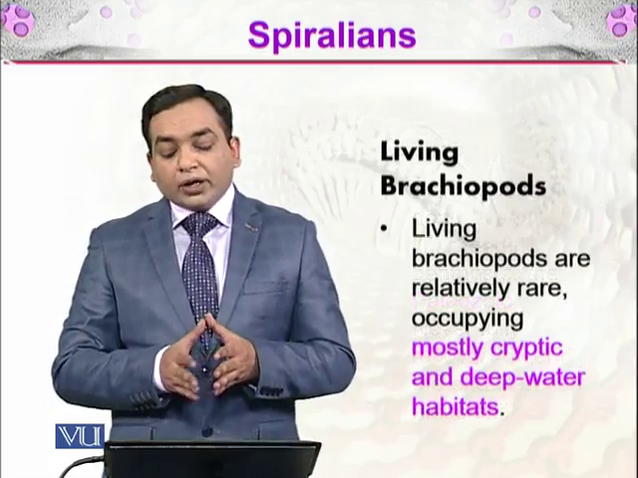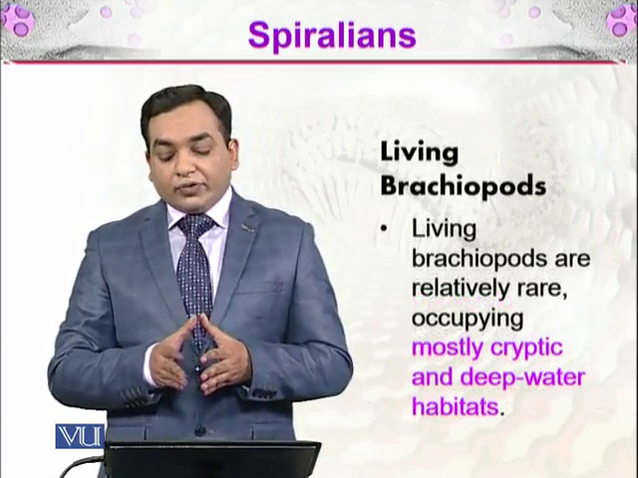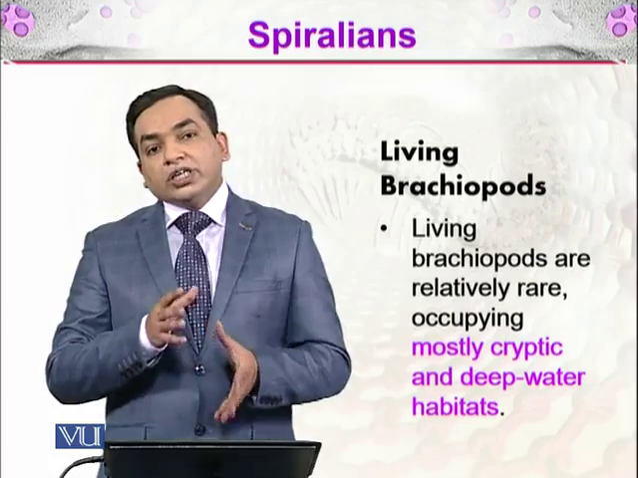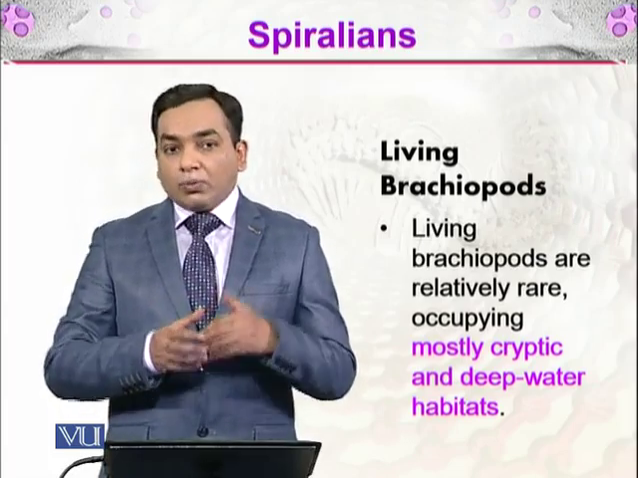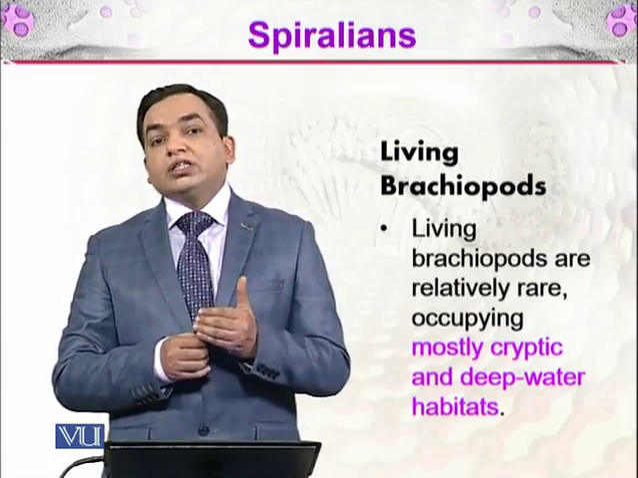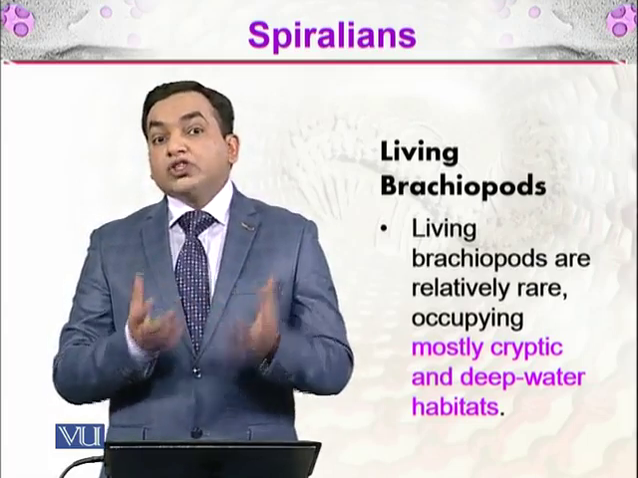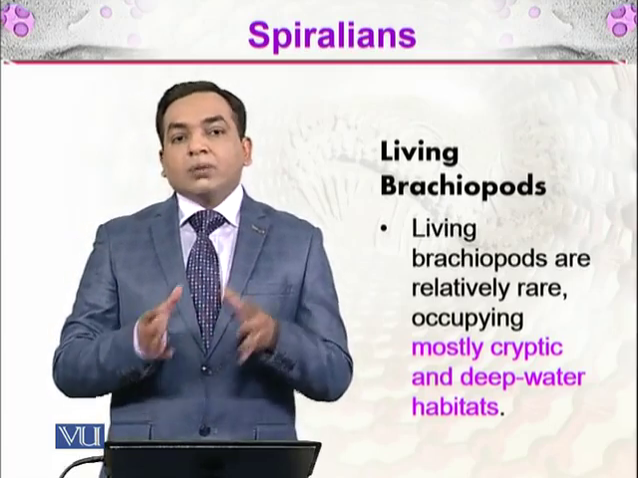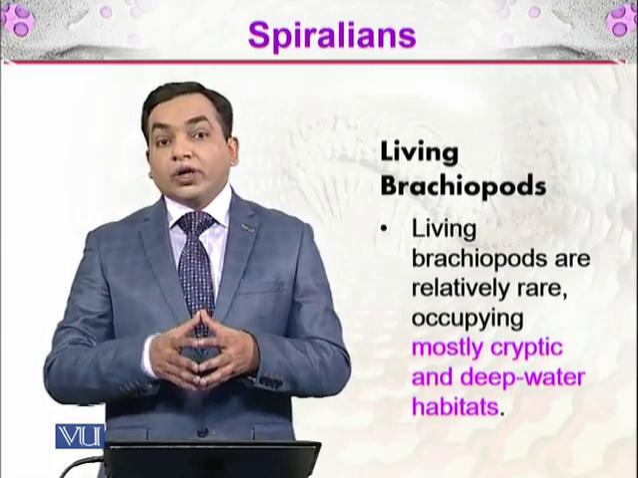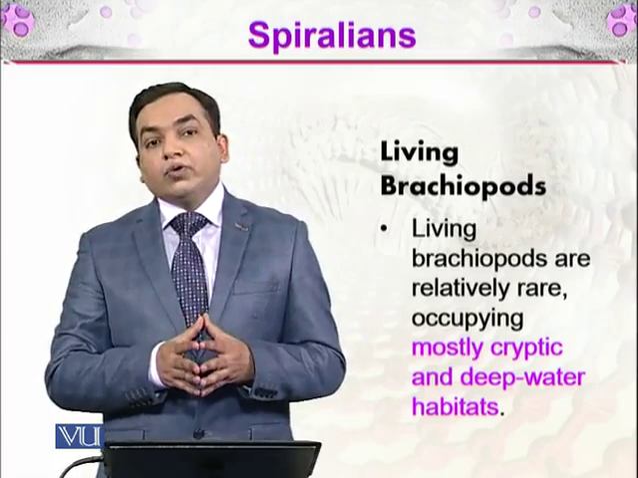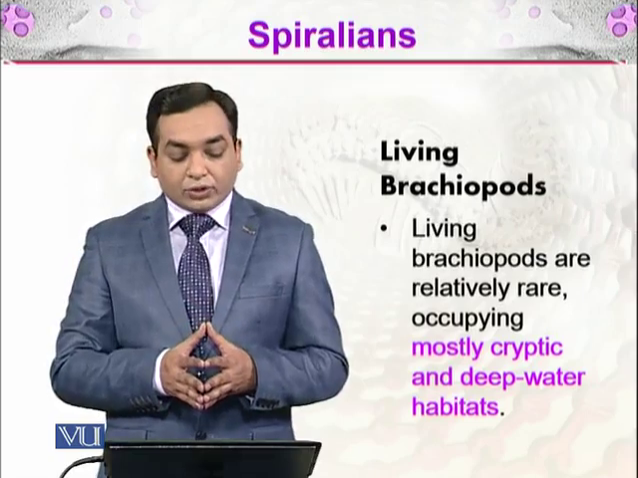So living brachiopods are relatively rare and occupy mostly cryptic and deep water habitats. These brachiopods are not very common, and wherever they are present, they are cryptic, meaning they are not very exposed. Deep water habitat means there are some places in the ocean which are very, very deep, for example, the Mariana Trench, and there you would find the living brachiopod species of today.